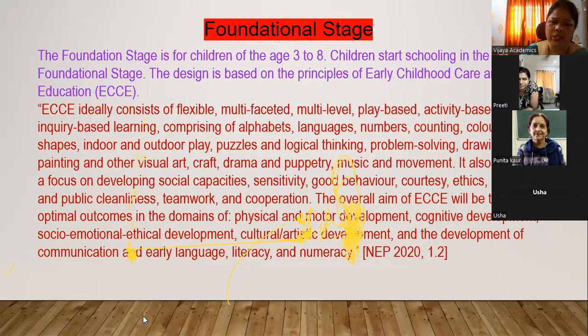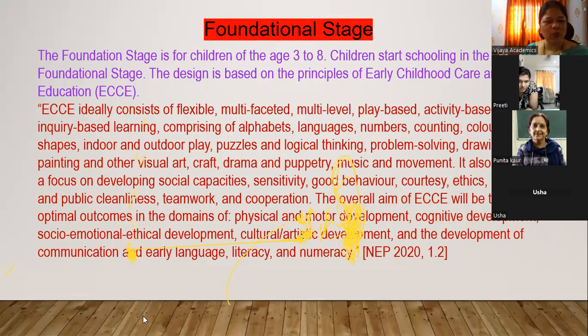The foundation stage is for children of the age 3 to 8. Children start schooling in the foundation stage. The design is based on the principles of early childhood care and education. Remember the full form of ECCE. It is important because as a teacher, you should be aware of it.